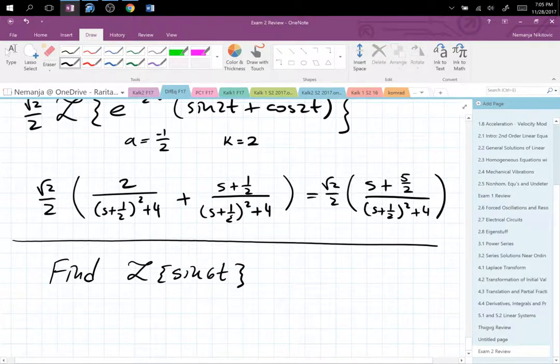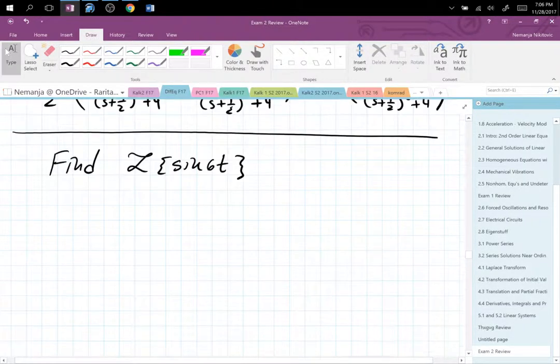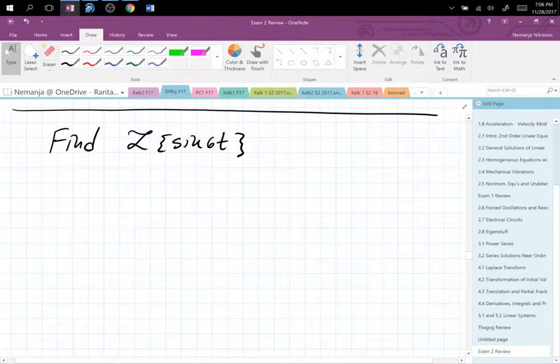No. So how about the Laplace of sine 6t? We'll be here all night. That's the question, and then just bolt out. You deal with two integrations by parts.